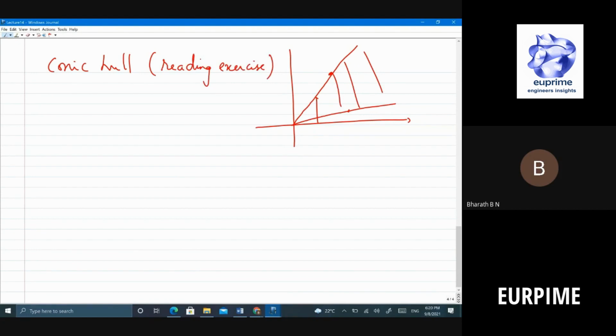You will go through it, and those who will scribe these notes, they are going to read about the conic hull and they are going to scribe that as well. Okay, slightly more, I wouldn't say challenging, but more work.